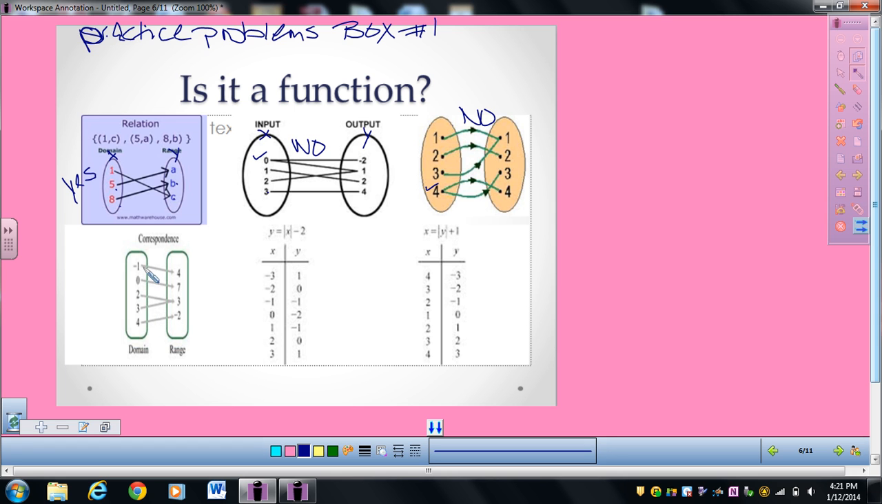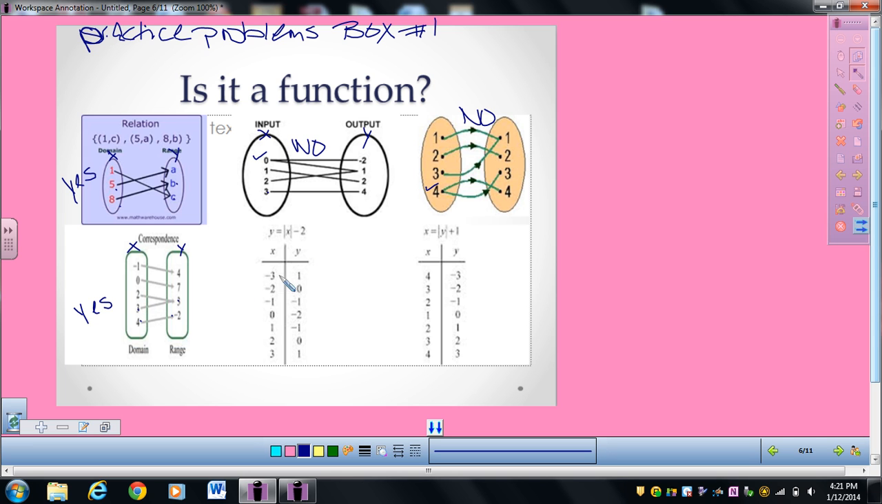Let's look down here. -1 is linked up to the 4, 0 is linked up to the 7, 2 is linked up to 3, 3 is linked up to 3, 4 is linked up to -2. Every one of these x values is linked up to only one y value. Now this y value is linked up to two of those, but that's okay. It can be linked to two different x's. It's just that the x cannot be linked to two different y's. So yes, that is a function.